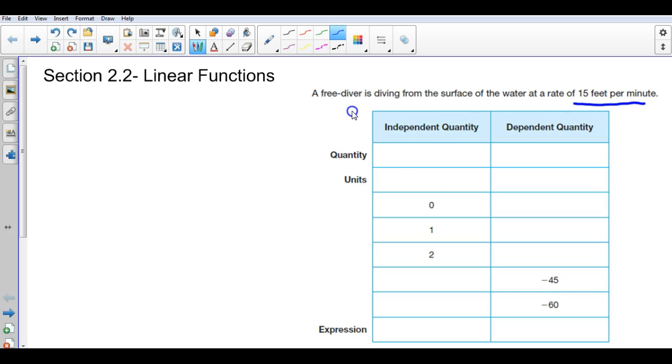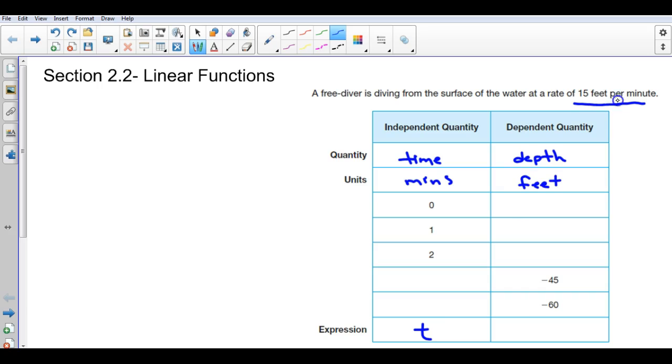So what this diver controls, we'll talk about our quantities first for independent and dependent. What this diver controls is really how long they're going to be underwater. So they control the time, which we know is going to be measured in minutes. And for an expression for time, I'll be really original and use the letter T. What depends on that? If they're underwater for 1 minute, 2 minutes, 3 minutes, whatever it'll be, the value that depends on that is going to be their depth. And that's what's measured in feet.